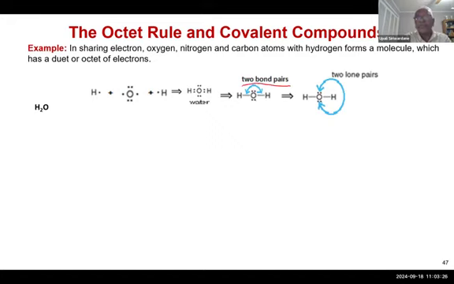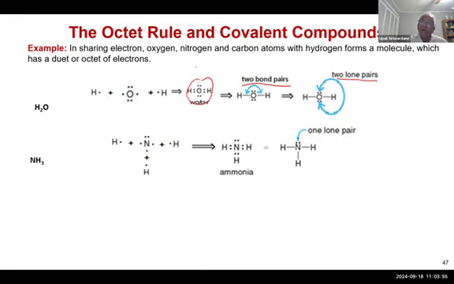Two covalent bonds are formed, and two lone pairs of electrons are found on the valence shell of the oxygen atom. A Lewis symbol is also used for a molecule where atoms are bonded by covalent bonds. Ammonia also shows three covalent bonds here and one lone pair of electrons.